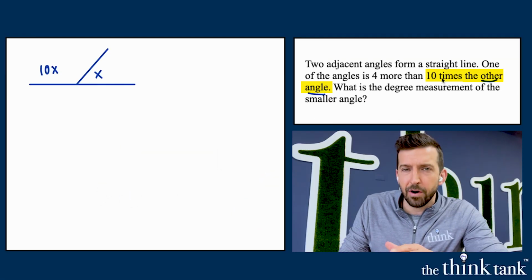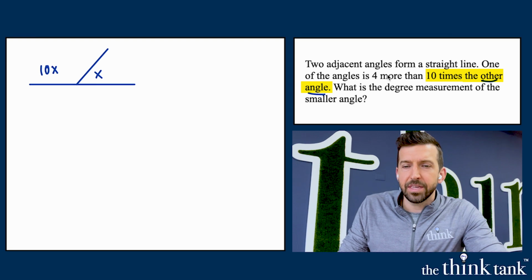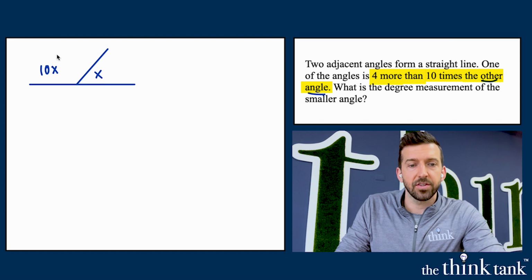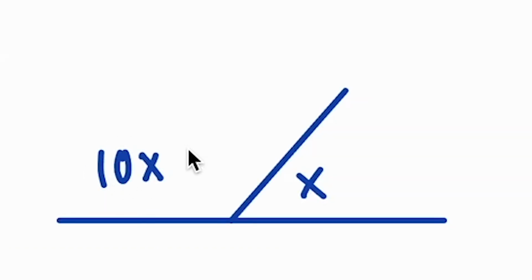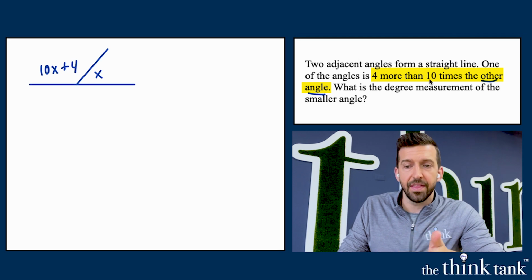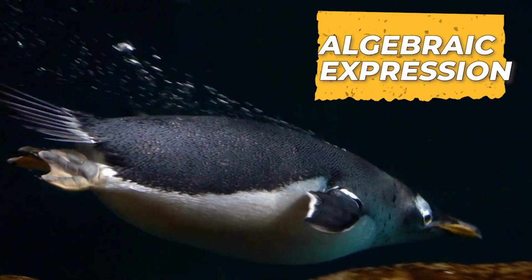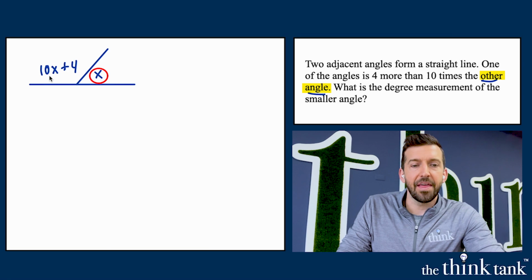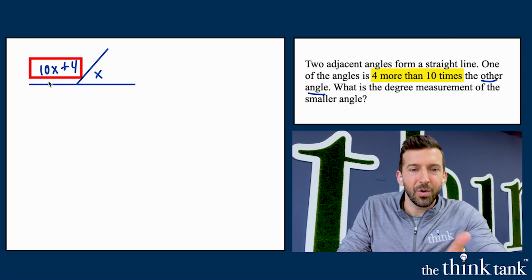Okay, so we've kind of pieced part of this language together. But we say it's not just 10 times x, it's 4 more than 10 times x. So if I want to do 4 more than this, what do I have to do? I have to add 4. So let's read that information one more time. It's 4 more than 10 times the other angle. So what I do is 10 times x, that's the other angle, and then I add 4 to it. And now we've translated that into an algebraic expression. So we've got our picture here, and we see one of our angles is x, that's the smaller one, and then the other one is 10x plus 4. But now what?